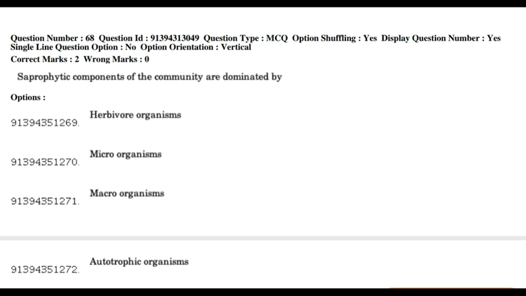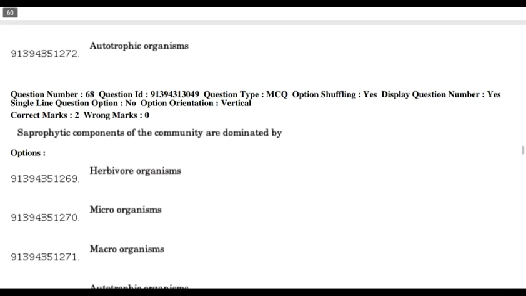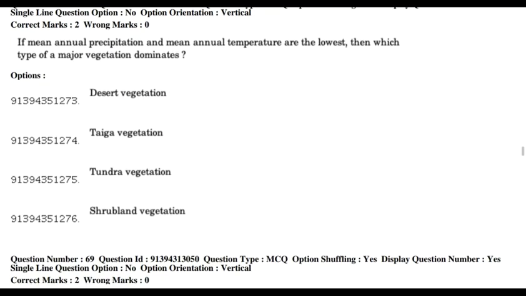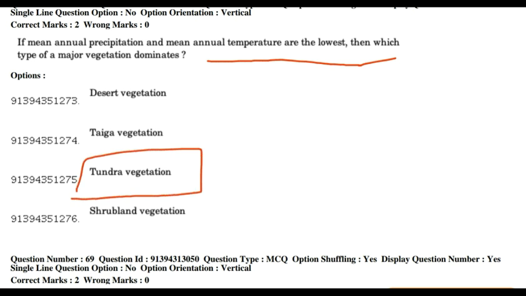Next, saprophytic components of the community are dominated by microorganisms. Next, if mean annual precipitation and mean annual temperatures are the lowest, then which type of major vegetation dominates? Tundra vegetation dominates.